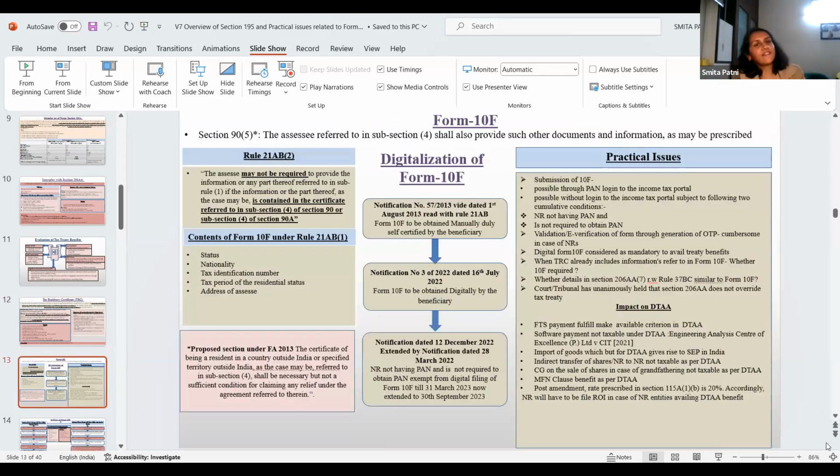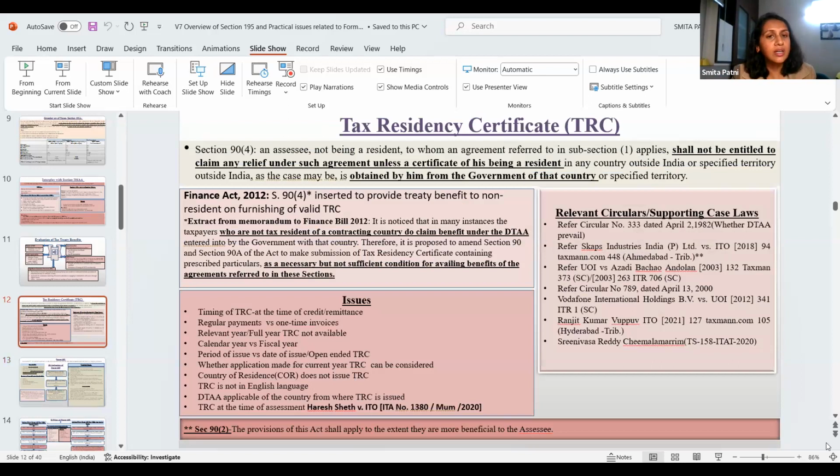10F. So 10F is the most hot topic, and it was introduced just after section 90 subsection 4. TRC was introduced in Finance Act 2012, and 10F, under 90 subsection 5, was introduced in Finance Act 2013. Initially when 10F was introduced, the language written was the same as here, that it is a necessary but not a sufficient condition for availing benefits. So therefore 10F is to be provided.